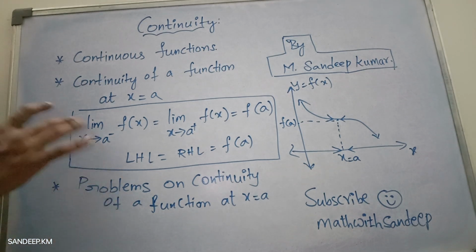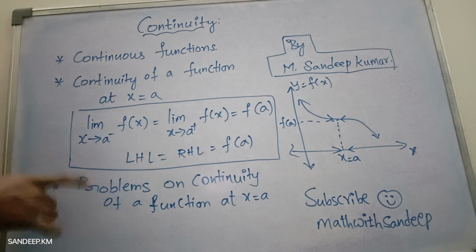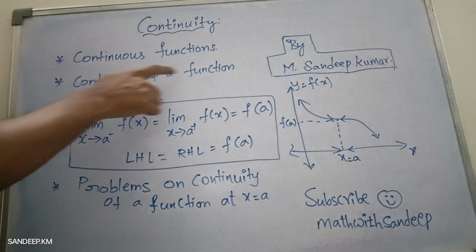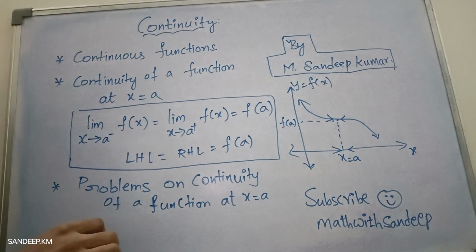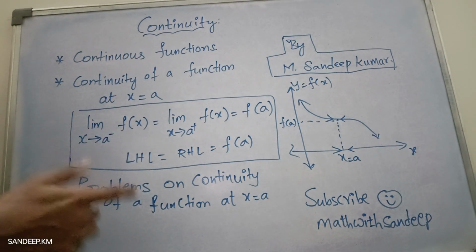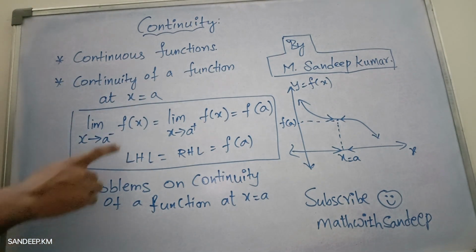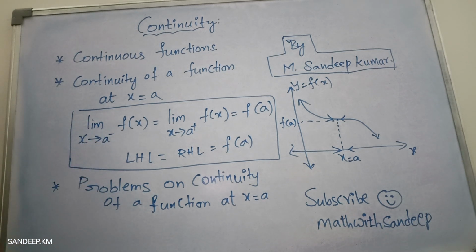First we will discuss what are continuous functions, and after that we will discuss the meaning of continuity of a function at x is equal to a. When can I say that a function is continuous at x is equal to a using this particular condition? And after that we will start solving some problems based on continuity at x is equal to a.